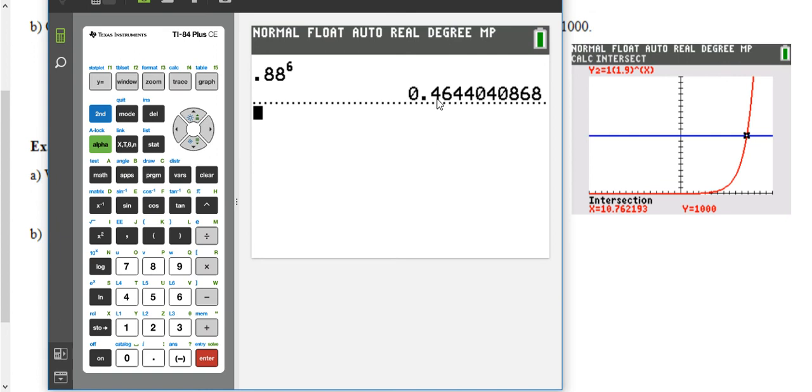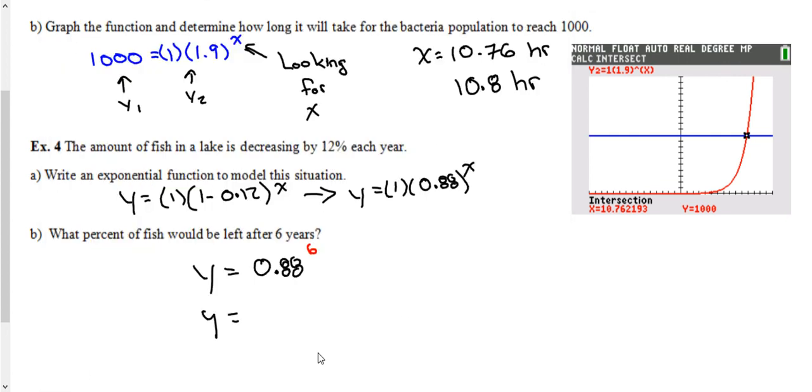And so we have y equals, on my calculator here, 0.88 exponent 6. There we go. So we got 0.4644. And of course, this is a decimal. We're asking you for a percentage, so just convert that over to a percent. So that's about 46%. And that's the end of lesson 1. If you have any questions, please feel free to ask.